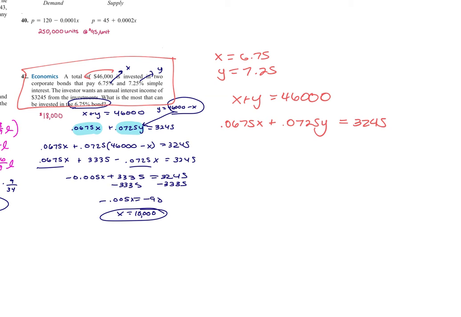3,245. It says, what's the most that can be invested at that? Whatever that Y is going to be the most that can be invested at that. If I invest any more than that, I'm going to accrue more interest. So the more you put in this, the higher that goes, right? The more you'd put in the cheaper side, the lower it would go.